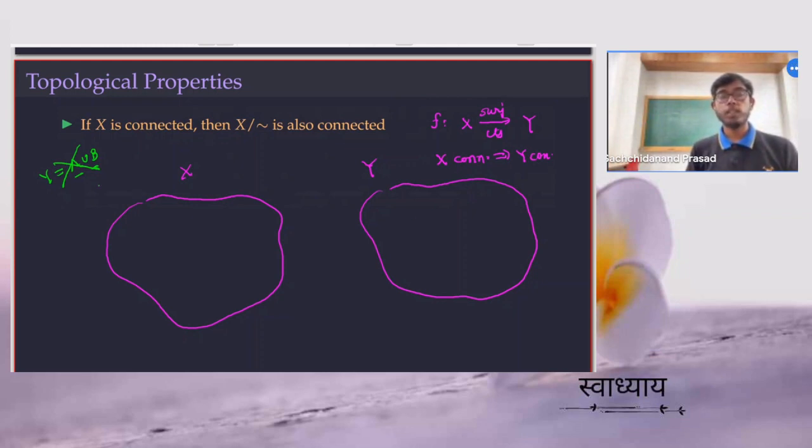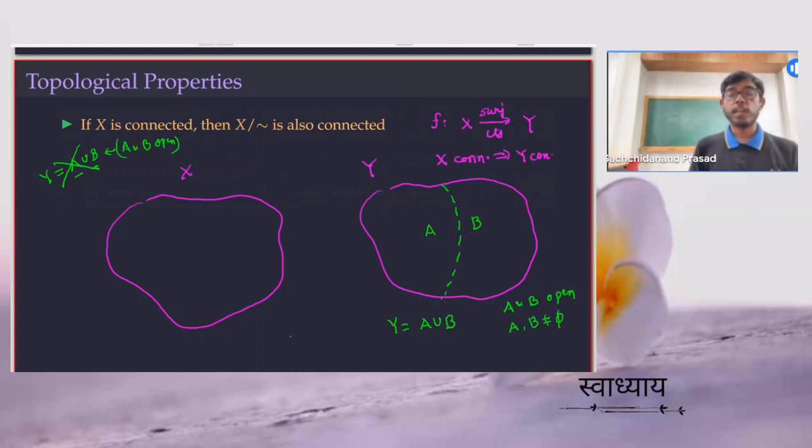But you see, of course, here I am assuming that A and B are open. So, if I can write Y as A union B, so Y equals A union B, where A and B are open, A, B non-empty. Okay. Then what is this?